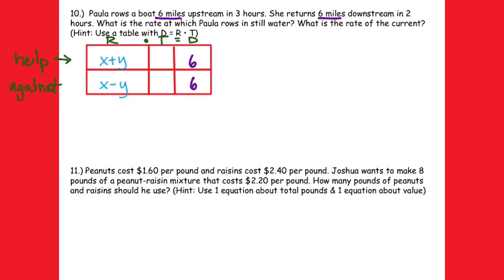And the time with the help of the current will always go faster. So I know it takes 2 hours with the help of the current and 3 hours against the current. And the distance is the same because Paula is rowing somewhere 6 miles and rowing back, right? Now in chapter 1, we learned that every time we have a multiplication of a family like this, this rate here happens to have two variables, we use the distributive property. So we go ahead and distribute, right?